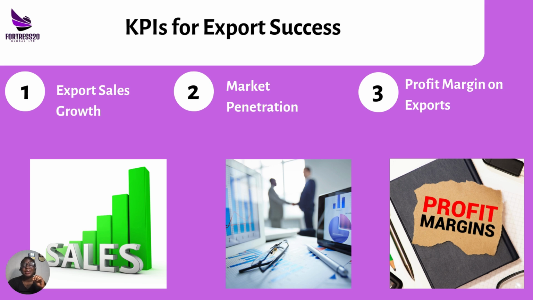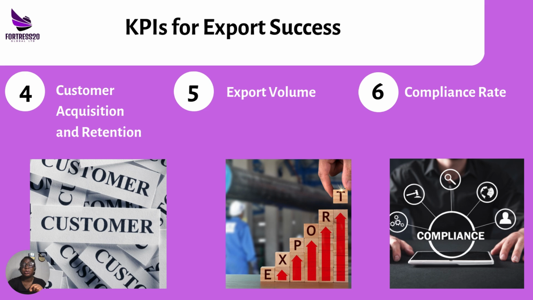The first KPI is export sales growth. This is the increase in the revenue from international markets over a specified period. It should be measured to ascertain export growth. The second KPI is the extent of market penetration. The number of new markets entered and the share of business in each target market should be tracked. Number three KPI is the profit margin on exports. The profitability of the export operations should be monitored, ensuring that costs are controlled while revenues are increased.